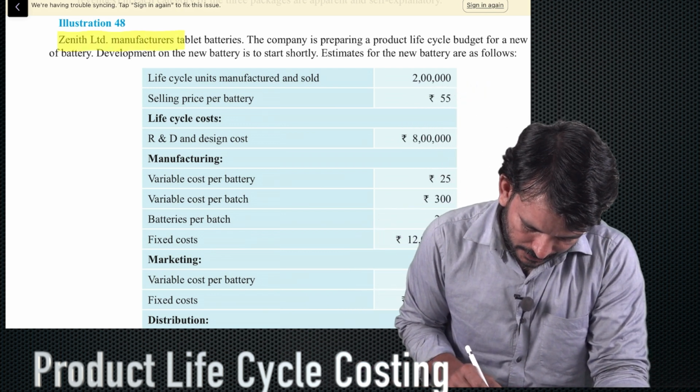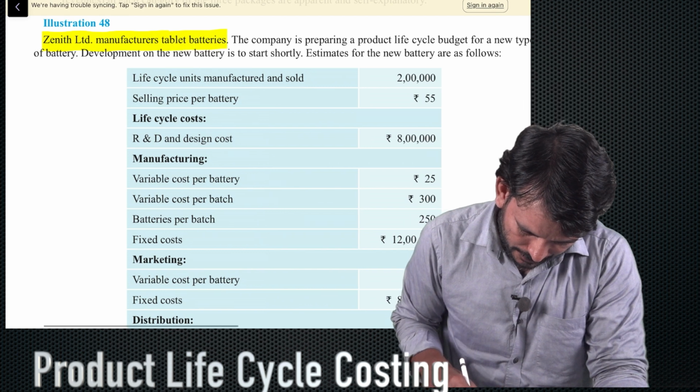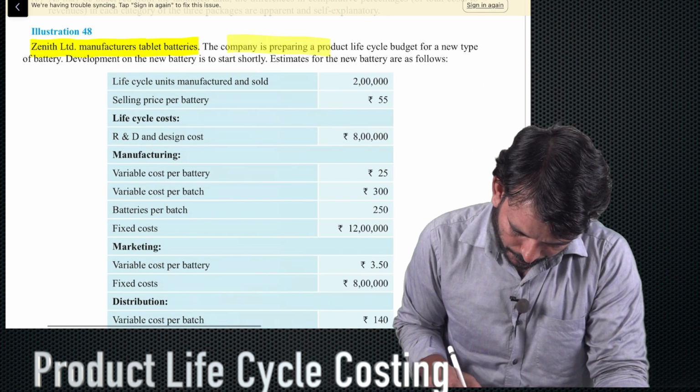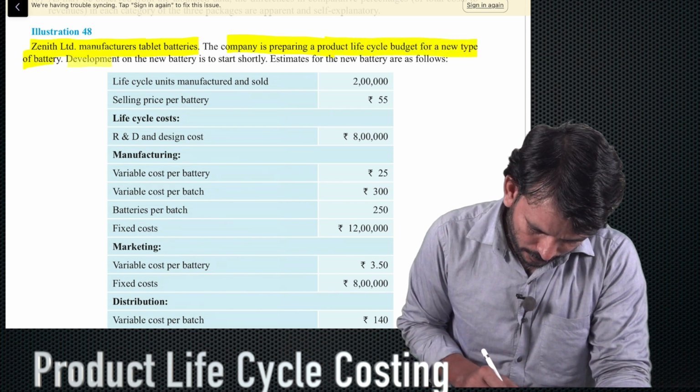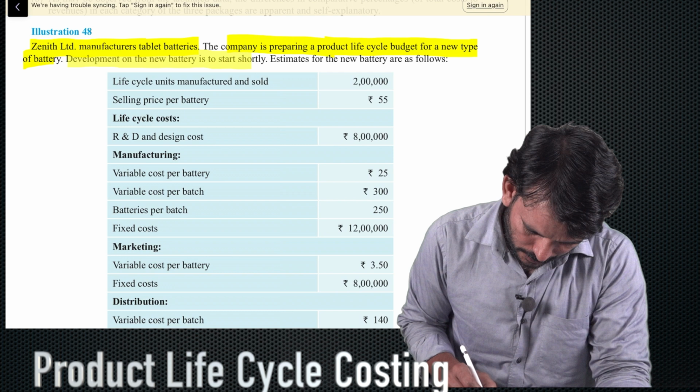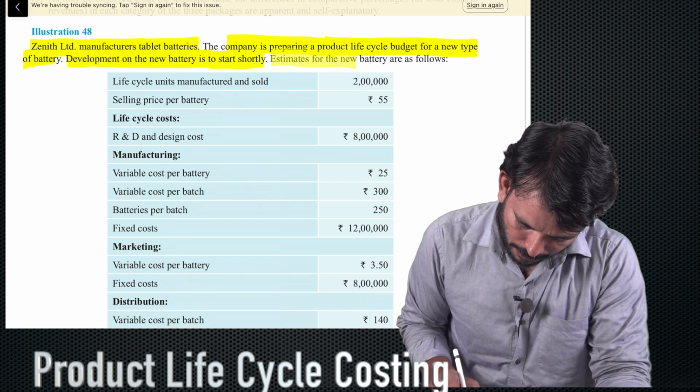Zenith Limited manufactures tablet batteries. The company is preparing a product lifecycle budget for the new type of battery. Development on the new battery is to start shortly. Estimates for the new battery are as follows.